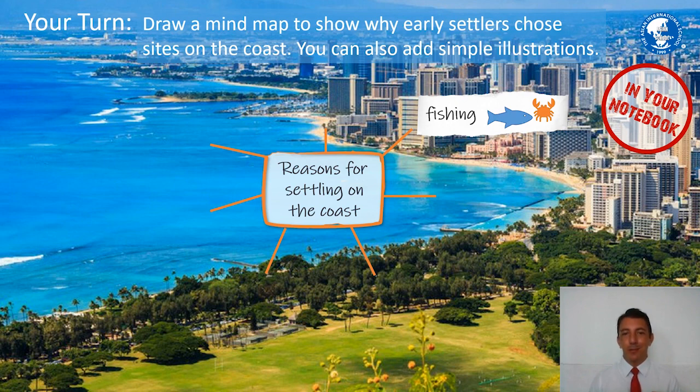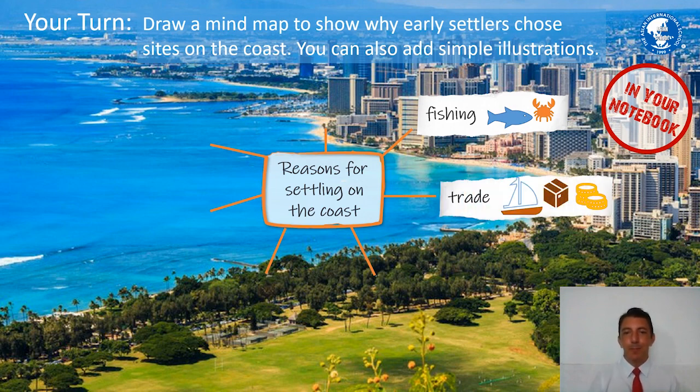Okay, if you finished, let's see if you have some similar answers to me. The second reason I have is for trade. Humans have long needed to meet other people that they could trade goods with and make money. Boats were the only way we could travel in the past. Before we had cars and airplanes, boats were an important way to move goods and trade.